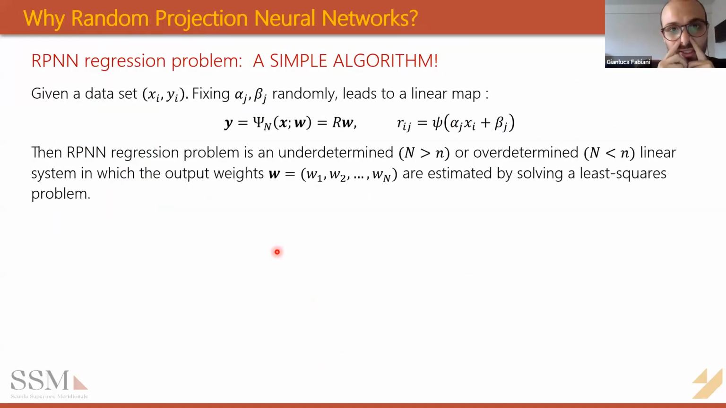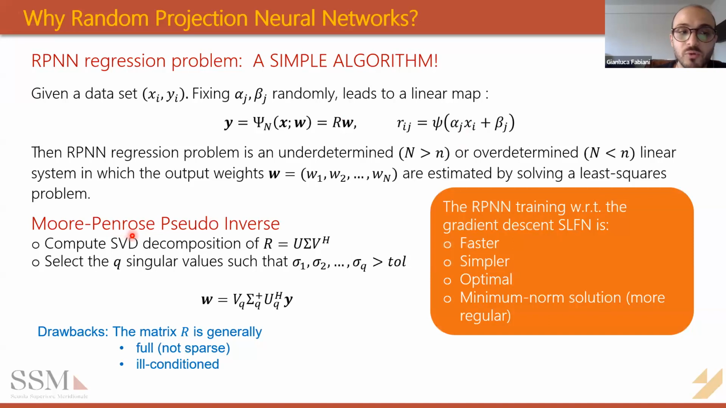Okay, so now with this approach, everything becomes simpler. We have a very simple algorithm, for example, for a regression problem. We can just compute the random matrix, given the activation function and the random weights. We compute this matrix, and the regression problem will be just a linear least squares problem in the external weights. So we can solve this with, for example, the Moore-Penrose pseudo-inverse, getting also a regular solution. As you can see, this will be faster, simpler, optimal. And also, if we have more neurons than sample points, we can also look for the minimum norm solution. So we will have also a regular solution.